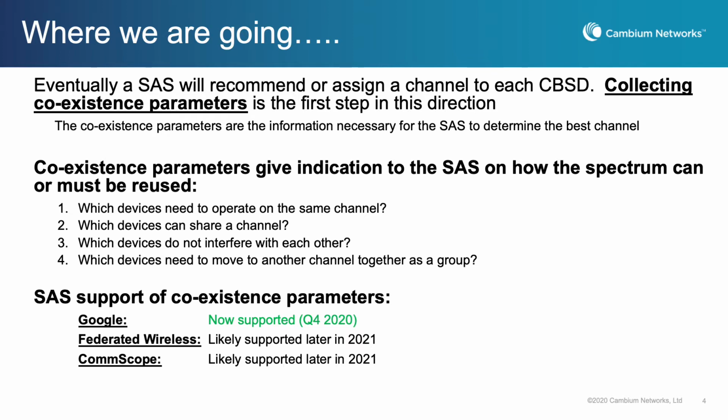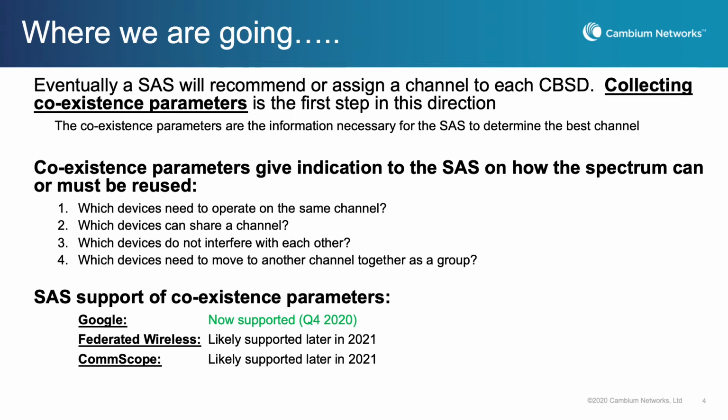The first step in this direction is to collect the coexistence parameters. What are these coexistence parameters? They are parameters that give indication to the SAS on how spectrum can be reused or must be reused. They help the SAS answer questions like which devices need to operate on the same channel, which devices can share a channel, which devices do not interfere with each other, and which devices need to move to another channel together as a group.